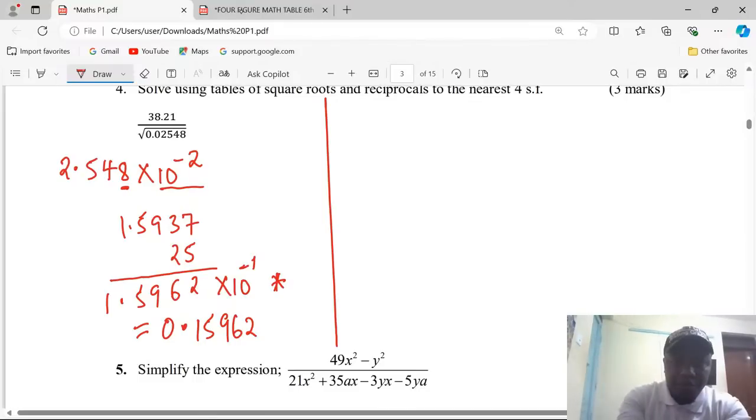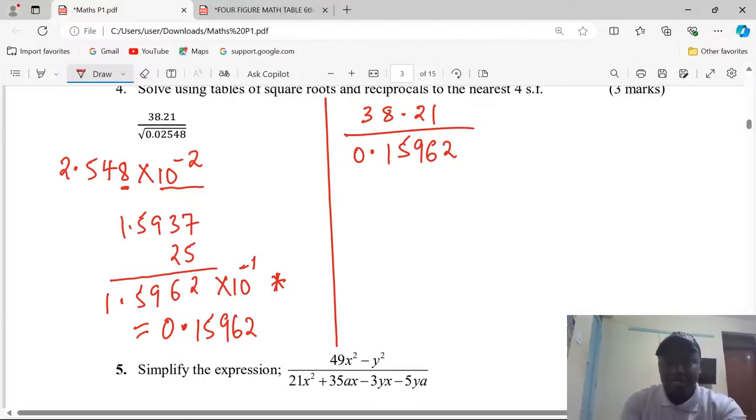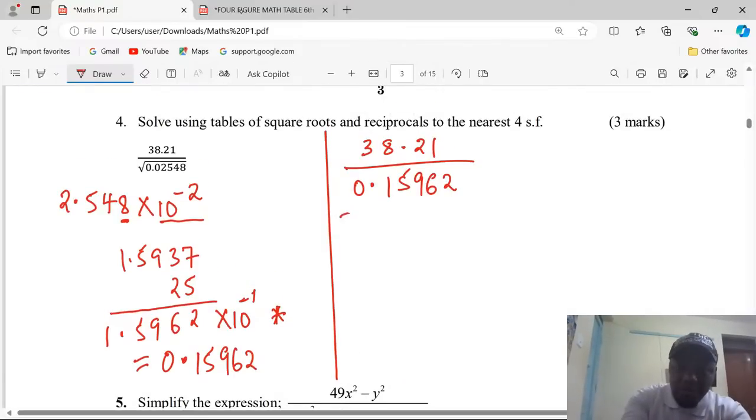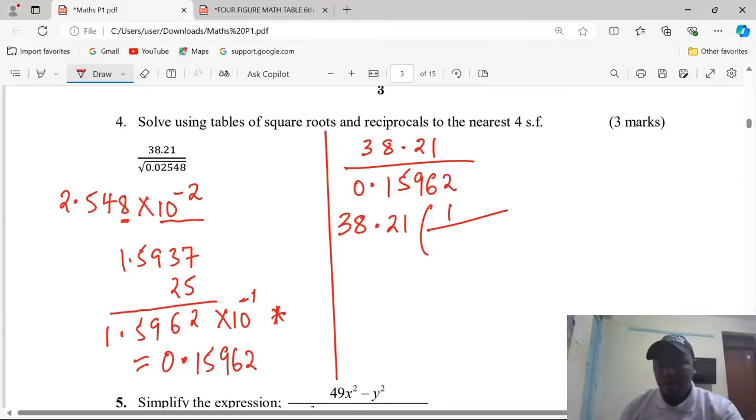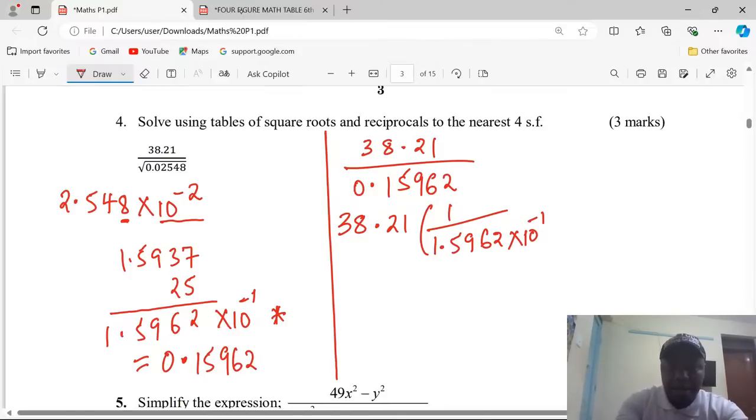But now at this point, we will say 38.21 is being divided by 0.15962. For us to find the reciprocal, we should factor out 38.21 so that we deal with the reciprocal now. For the reciprocal, we remain with 1 on the numerator. The denominator can now be written in standard form as 1.5962, and we multiply this by 10 power -1.